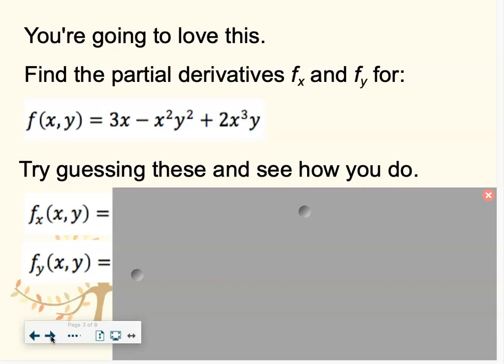I got 3 minus... Alright, so for the x, 3 minus 2x y squared. And then I got 3 minus 2x squared y dx plus 2x to the third power times y dx. I don't know.